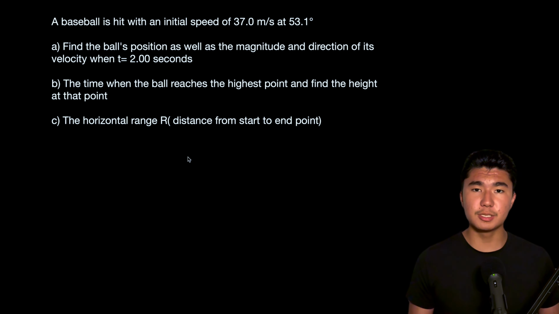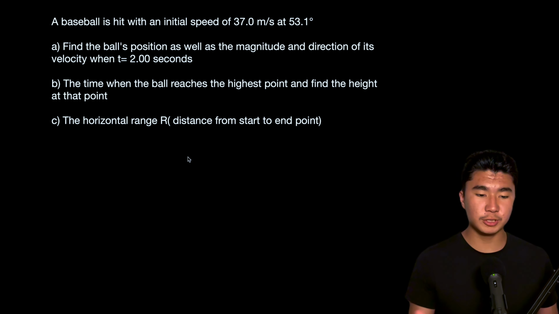And this one's actually pretty simple. It says a baseball is hit with an initial speed of 37 meters per second at 53.1 degrees. The first part asks us to find the ball's position as well as the magnitude and direction of its velocity when t equals 2 seconds. So obviously we need to use one of our equations for our x motion, and our second part is find the time when the ball reaches the highest point and find the height at that point.